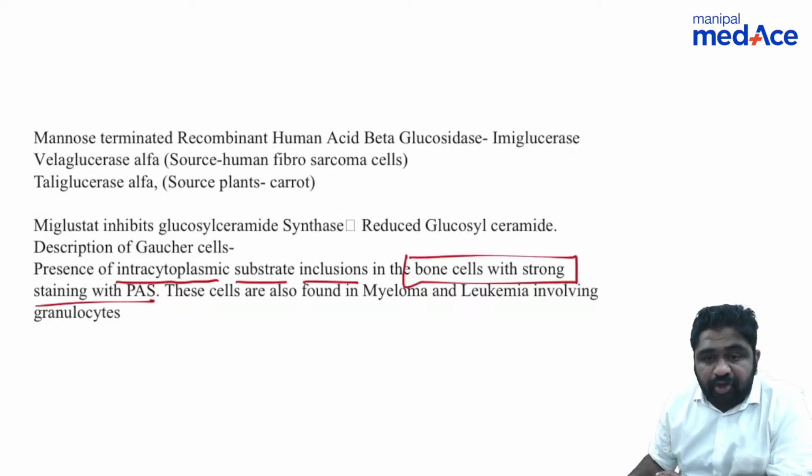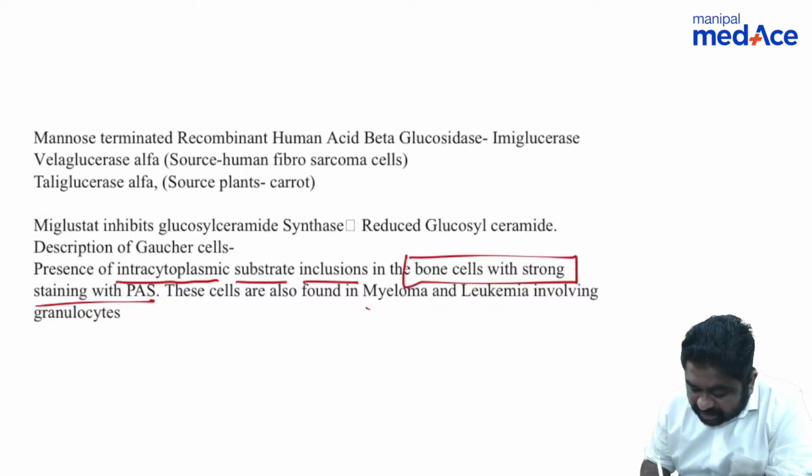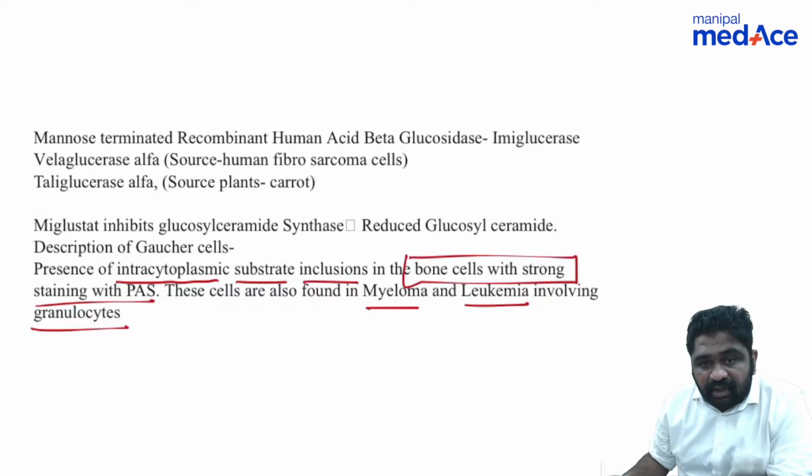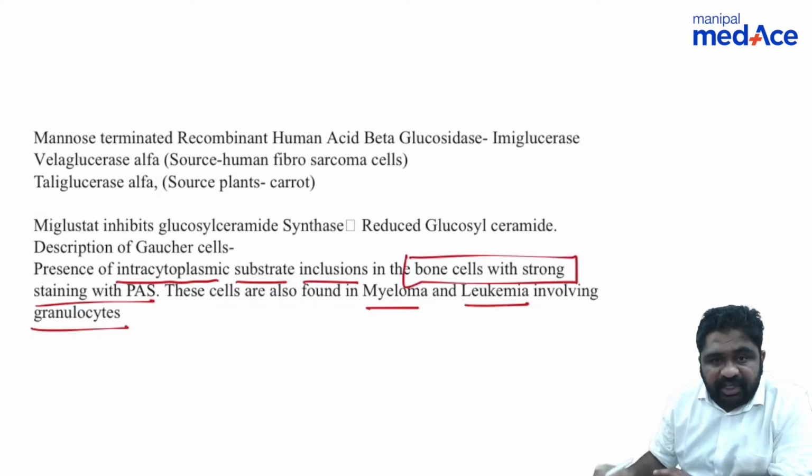But the Gaucher's cell is not unique for Gaucher's disease. It is present in myeloma and leukemia also. The leukemia is a granulocytic leukemia. It can be myeloma or it can be granulocytic leukemia. It can be present in both. Is that clear?